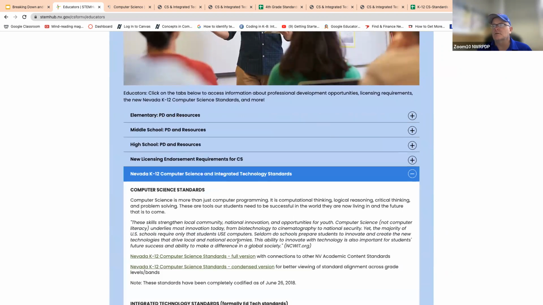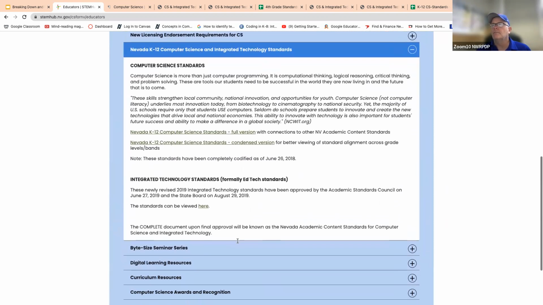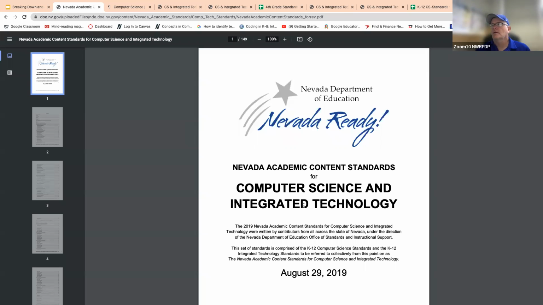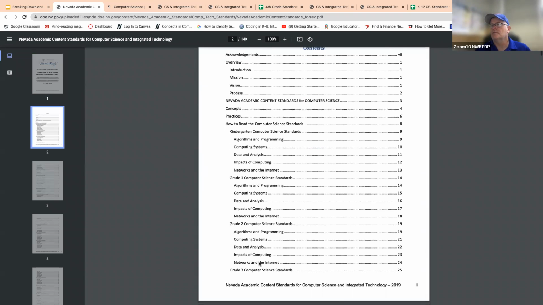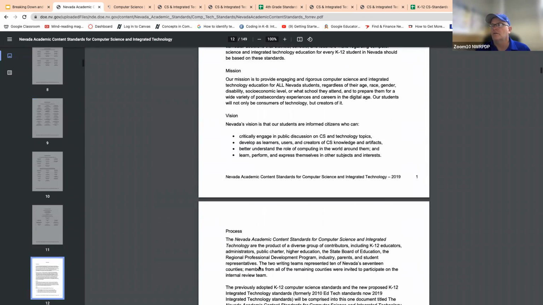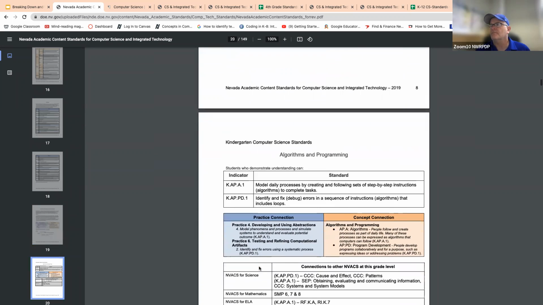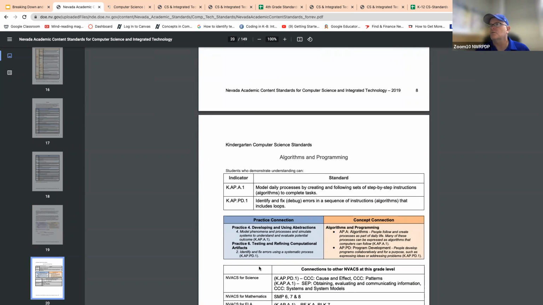This is a document that was created by multiple people here. So this one here, computer science standards, full version. This is with connections to other content standards. So let's look at this one for a minute. Here's our document that has been created. I'm just going to scroll down to a grade level. Okay, I'll look at this one.